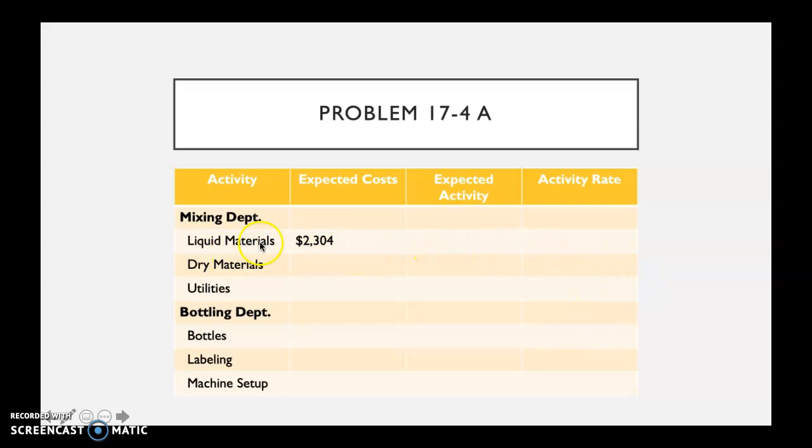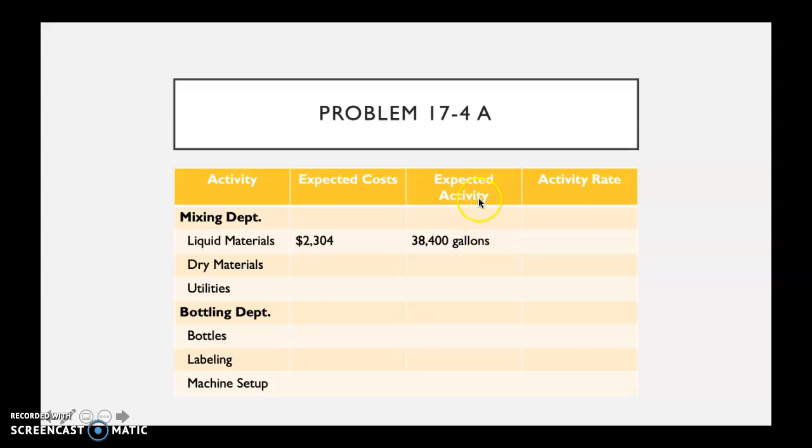It says that the liquid materials portion of the mixing department is expected to cost $2,304. So let's fill this in here. And then the expected activity is to create 38,400 gallons. The cost is obviously a dollar value, whereas the expected activity is going to vary depending on which activity it is related to. With liquid materials, this would be measured in gallons.